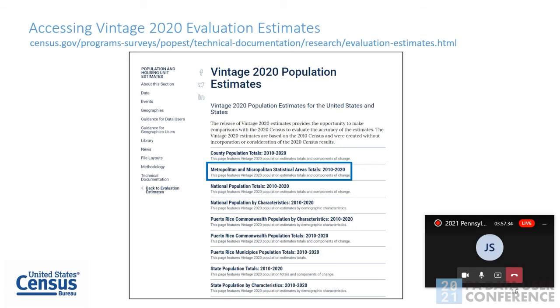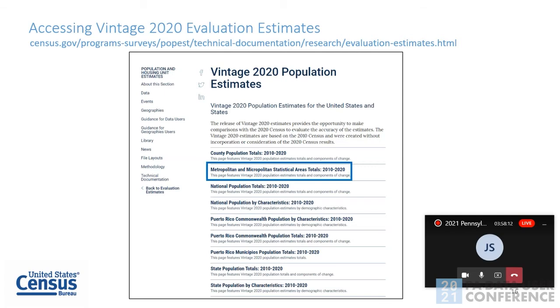To reach the vintage 2020 estimates, you must first click on the technical documentation link on the main web page, then the research page, and then last the evaluation estimates page. So to get here, you could use the URL shown at the top, but again, it's through technical documentation, research, evaluation estimates. This is not the way that you would access our other post-censal and inter-censal estimates. Only our evaluation estimates are accessed this way. All of the other estimates can be accessed from our main web page, and I'll show examples of that.